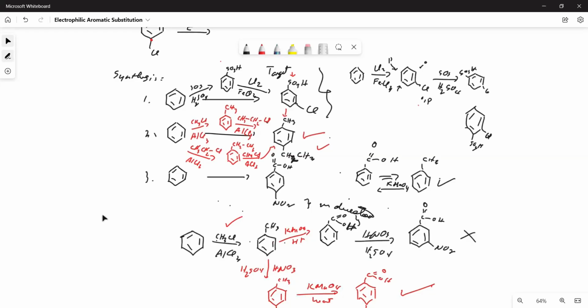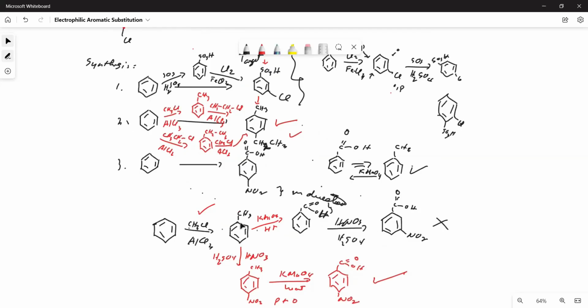And you can see the difference in the reaction here. Look at the first one. If you decided to oxidize the methyl to form benzoic acid and do the nitration, that path is wrong. Why wrong? Because carboxylic acid is an electron withdrawing group.